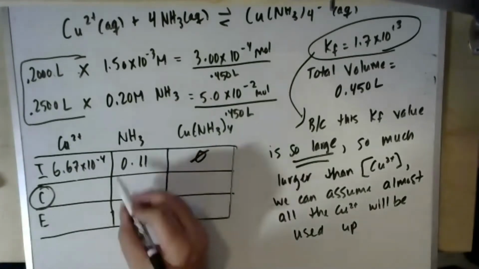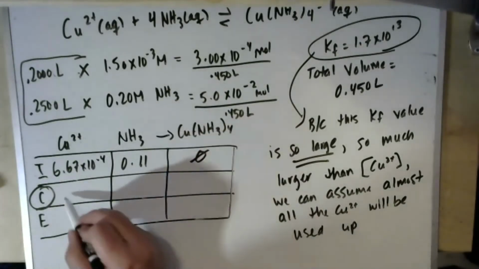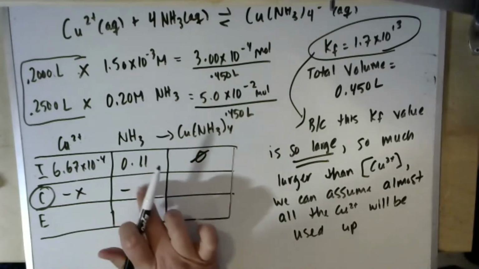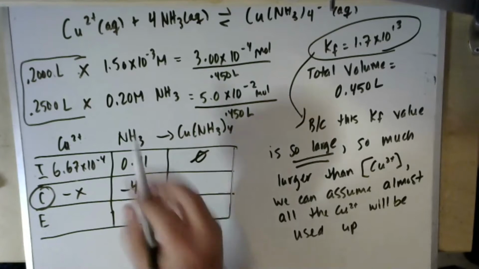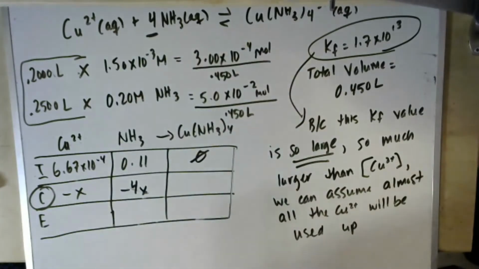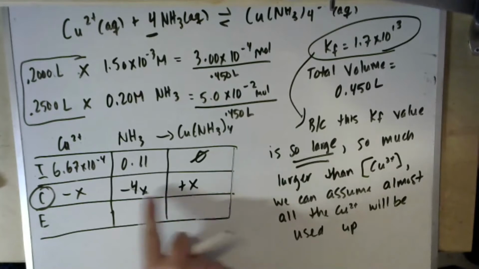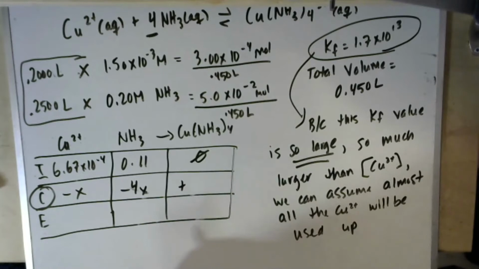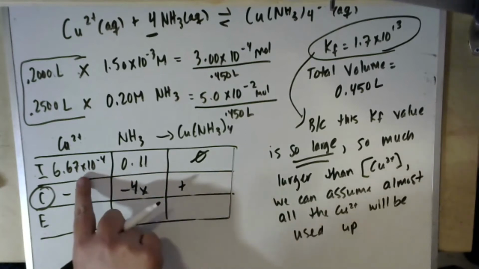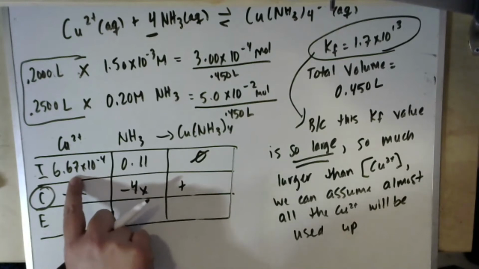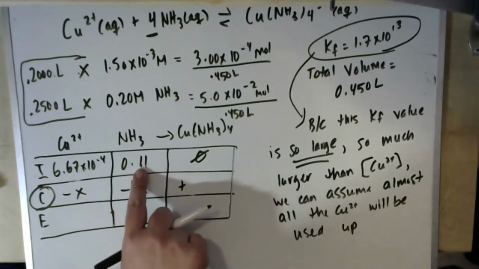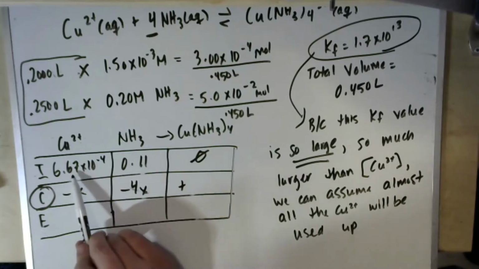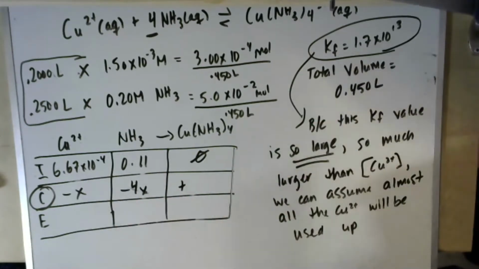Okay, so instead of writing minus x, minus 4x, because we don't want to forget our coefficient there, and then plus x, where these x values are, we're going to substitute the concentration of the copper ion in there. Okay, because it's the smaller of these two values. That's why we're focusing on this one. This one's so small, so much smaller than this one, that almost all of this is going to get used up because our Kf value is so large. The reaction is so much favored in the forward direction.